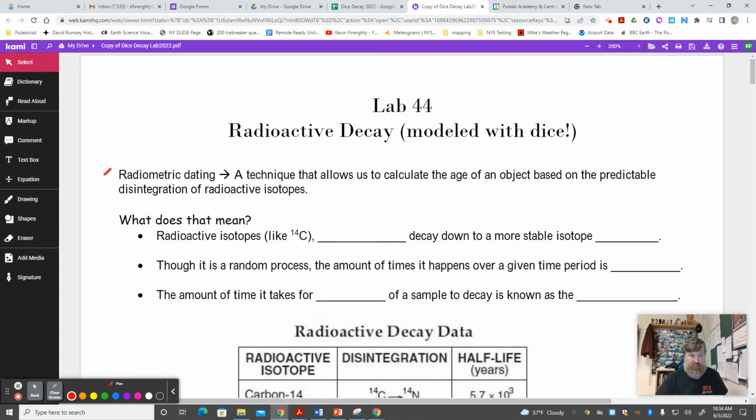So the whole premise here is to understand radiometric dating, a technique that allows us to calculate the age of an object based on the predictable. I would like you to circle predictable. We're going to take a quick note on that. Disintegration of radioactive isotopes. The note I'd like to take, I'm using the wrong pen.